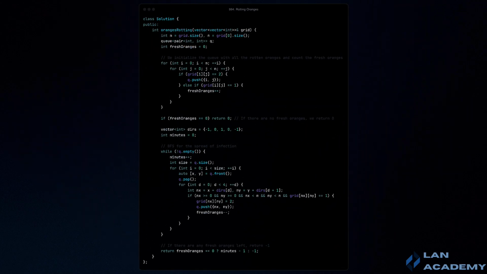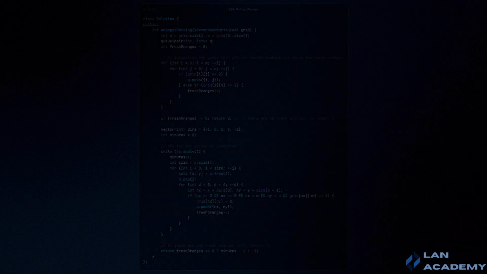The BFS algorithm is particularly well suited for this problem because it explores all nodes at the same level before moving to the next, thus guaranteeing the shortest path in an unweighted graph. The use of a queue to manage the order of cell processing and a displacement vector to simplify the calculation of new coordinates makes the algorithm both efficient and easy to understand. Returning minutes - 1 ensures that the calculated time correctly reflects the actual number of minutes required to rot all fresh oranges. If it is impossible to rot all fresh oranges, the algorithm appropriately returns -1.